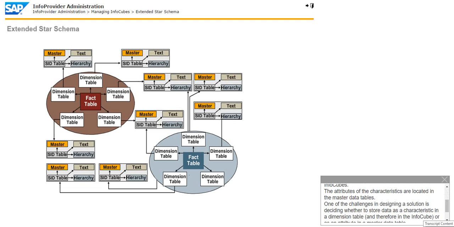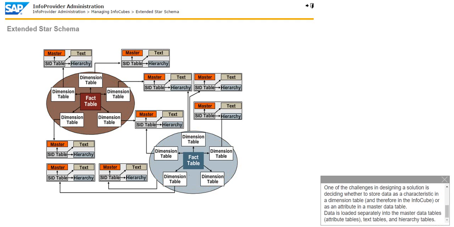One of the challenges in designing a solution is deciding whether to store data as a characteristic in a dimension table and therefore in the InfoCube, or as an attribute in a master data table. Data is loaded separately into the master data tables, such as attribute tables, text tables, and hierarchy tables.